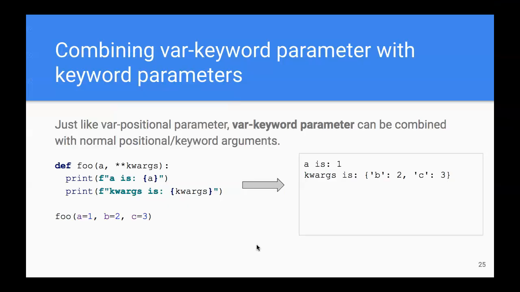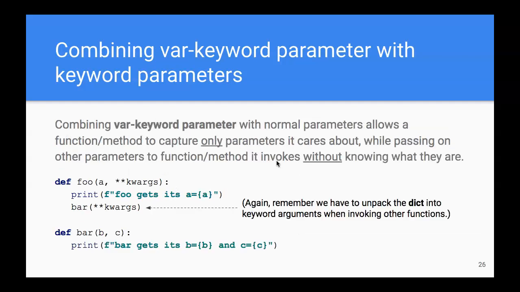And as simple as it might sound, this is actually one of the most useful and powerful usages of the var keyword parameter. And that is that it allows a function or a method to capture only the parameters that it wants to use, and it can pass on all these other parameters to other functions and methods, and it doesn't even have to know what they are.